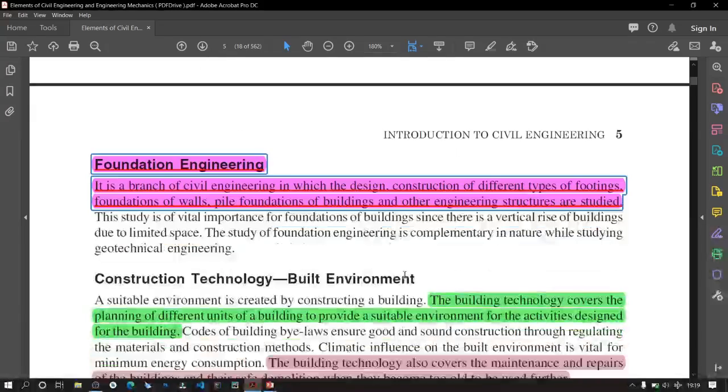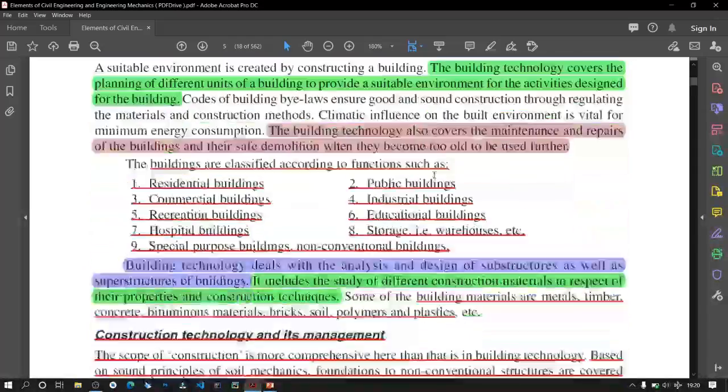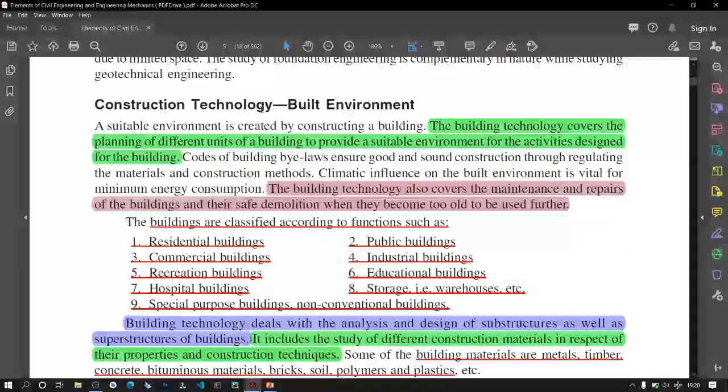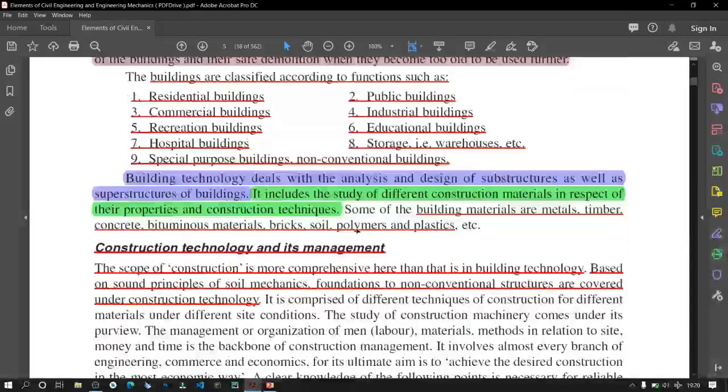And construction technology, or building technology: how the building is created, like how to keep the bricks on the wall, how to attach doors and windows. These are involved in construction technology, or you can say building technology. Both are the same thing. In that, write this highlighted point, then these two highlighted points, and this point.